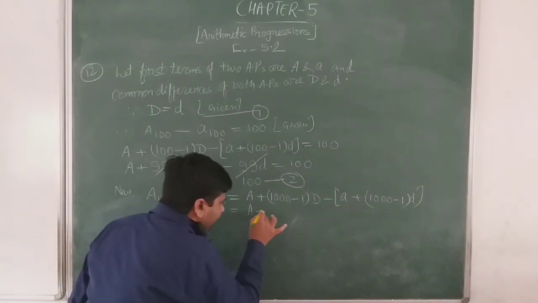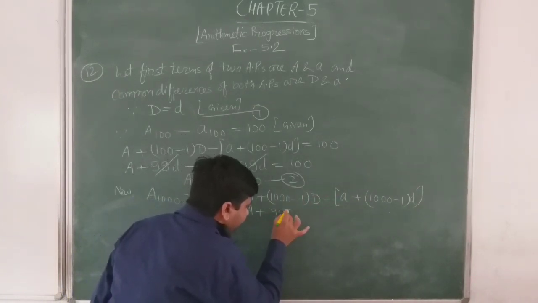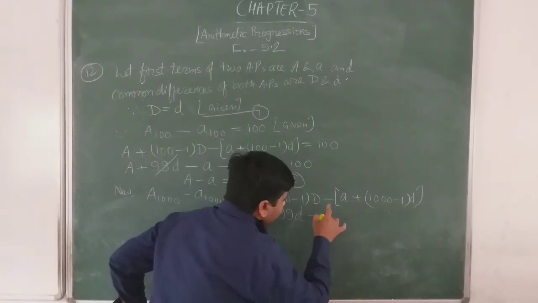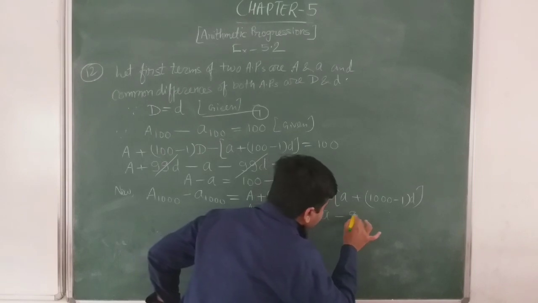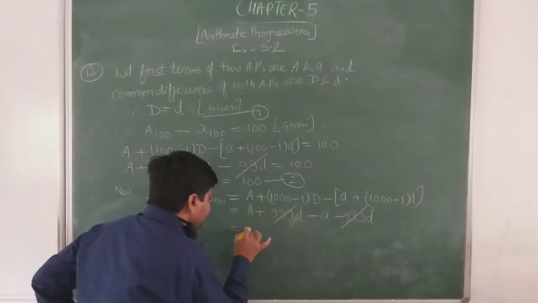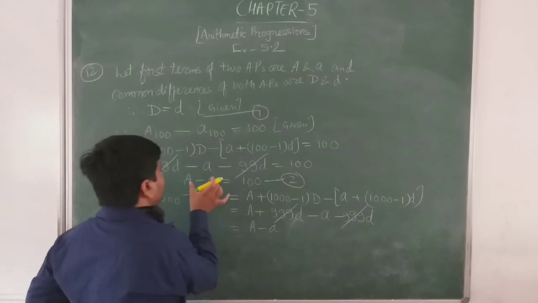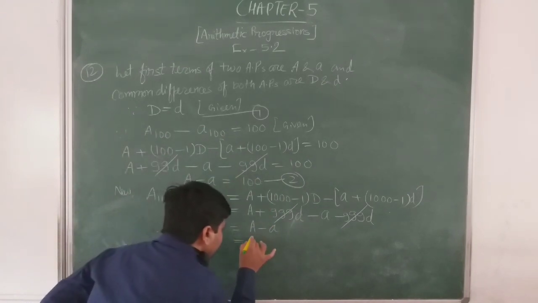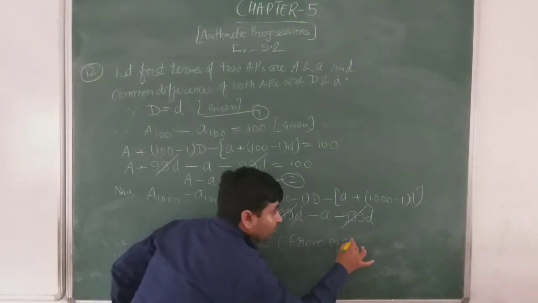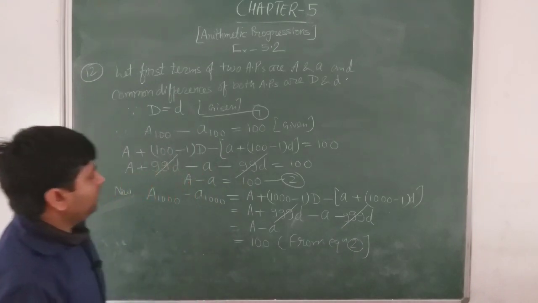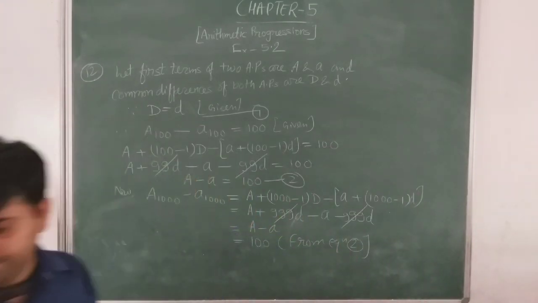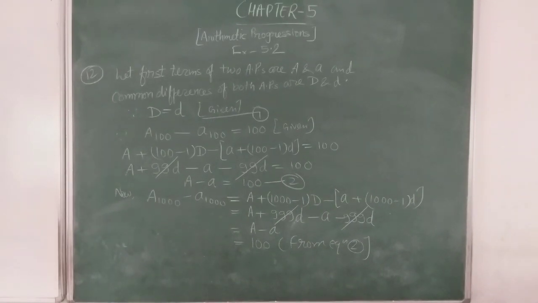Now capital A plus 1000 minus 1, 999. Capital D or small d both are same from equation 1, so we put here small d, minus, open the bracket, so minus 999d. These are cancelled. Again we get A minus a, and this value we got here in equation 2, that is 100, so equals to 100 from equation 2. Now this question 12 is completed. After this we did next questions in the next video.